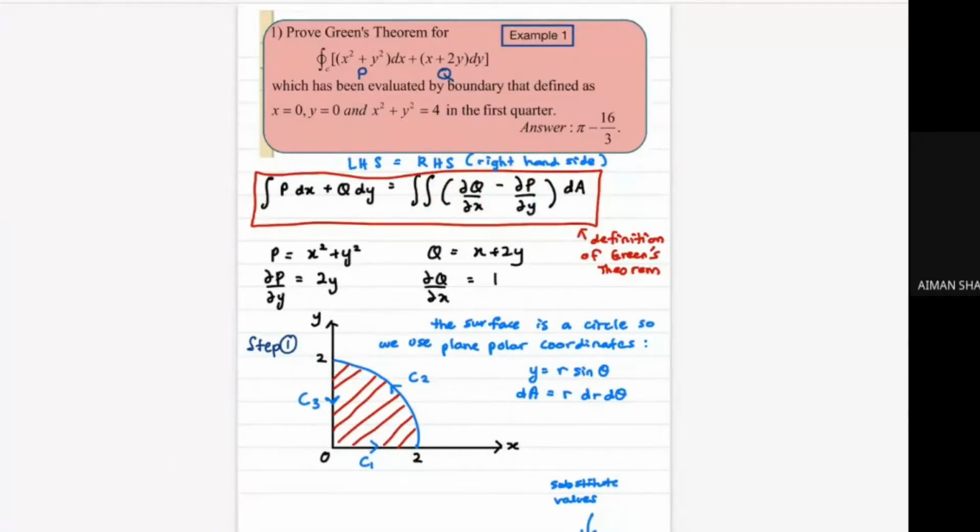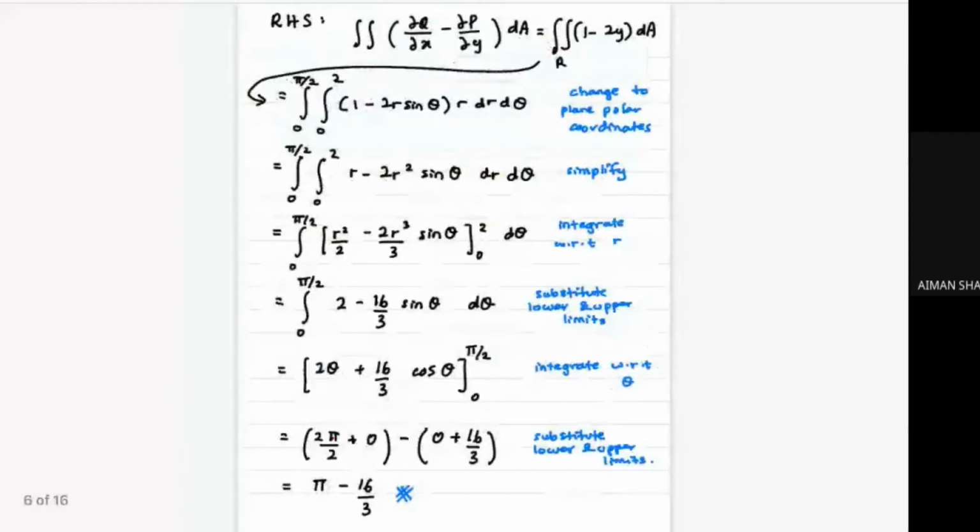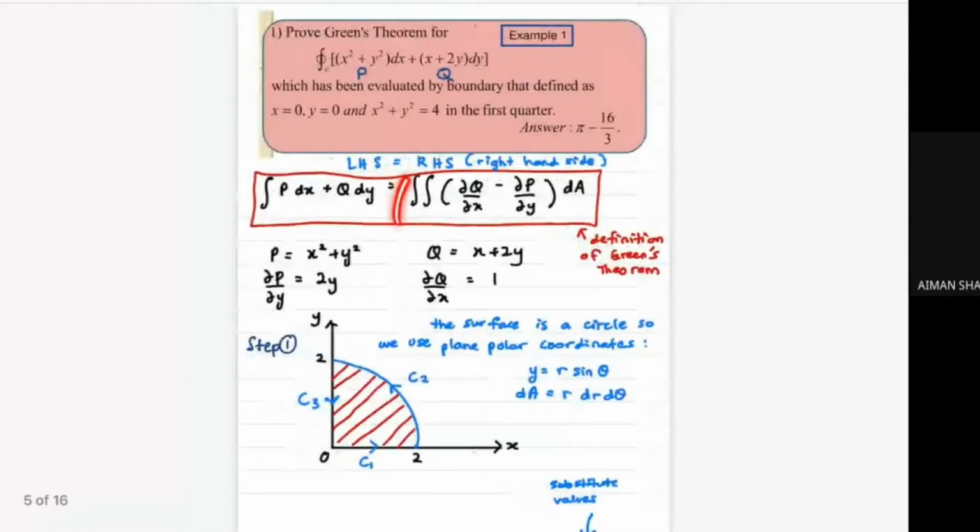Before you solve the left hand side and the right hand side, just take out all the information. You can see here the surface is a circle, so we use the plane polar coordinates. For a circle, y is equal to r sine theta, and dA is equal to r dr d theta. So now, let's continue and solve for the right hand side. So this is the right hand side.